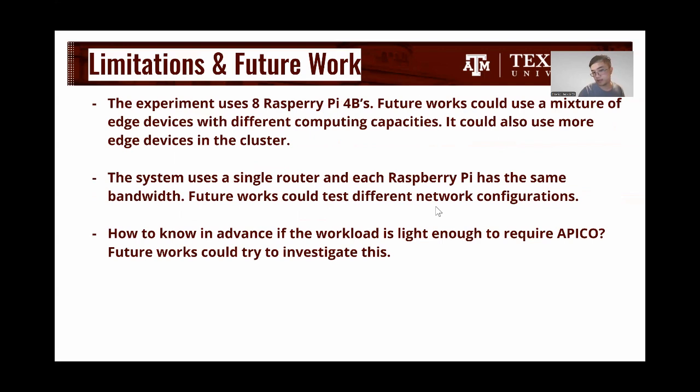So there are some limitations to this. So the experiment uses 8 Raspberry Pi 4Bs, and so this could be changed in future works to have different edge devices with different computing capacities. And then it could also use more edge devices in the cluster compared to just 8 over here. And so the system also uses a single router, and each Raspberry Pi has the same bandwidth. And so future works could test different network configurations where the devices have different bandwidths, and there might be even more routers, and the connections may be different.